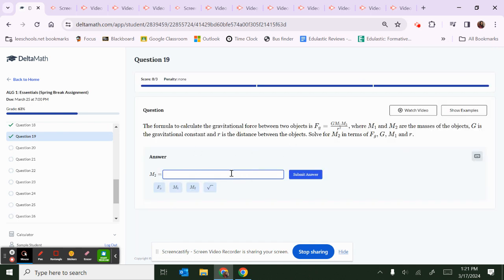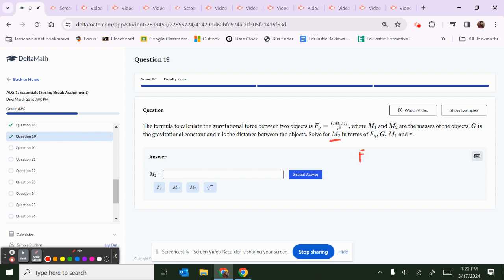Okay? So this was the question I was waiting to try to get, because that's the hardest application that I've seen. So it says the formula to calculate the gravitational force between two objects is Fg is equal to G m1 m2 over r squared, where m1 and m2 are the masses of the objects, G is a gravitational constant, and r is the distance between the objects. Solve for m2, so that's what we're solving for.